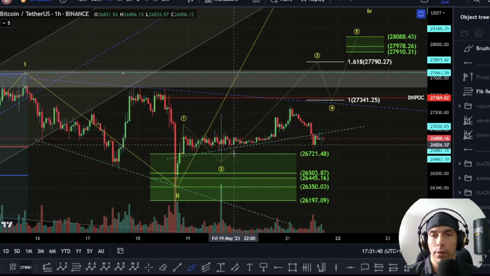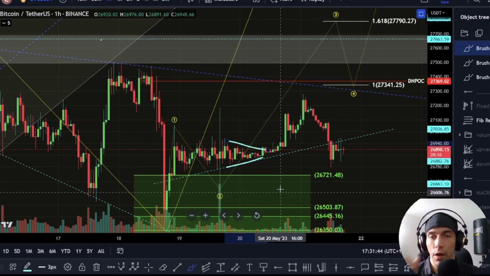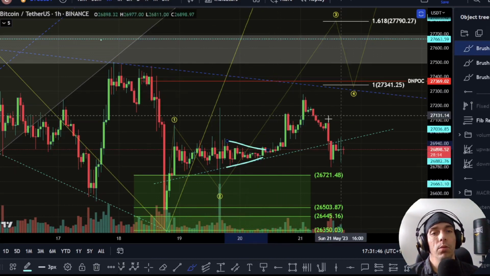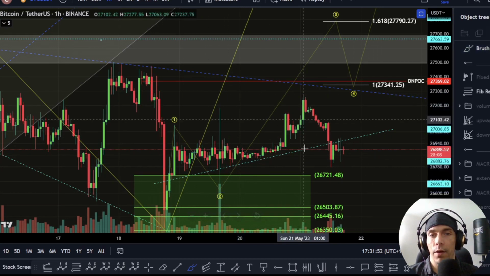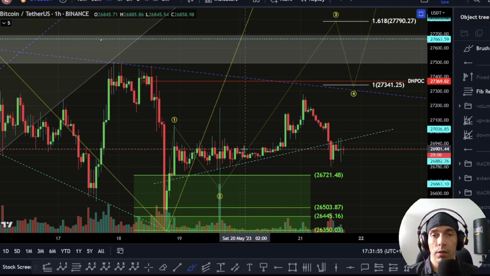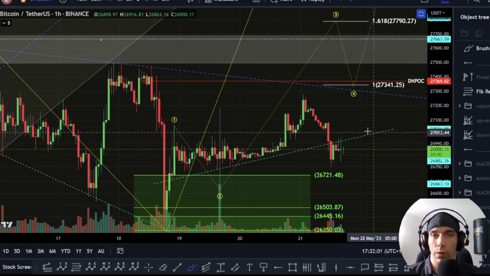Now, the problem that I have with this count is that within the middle here, we could argue that this is a triangle. Now, if this is a triangle, what we would be saying is that we can't actually have a triangle in a wave 2. So this couldn't be 1, 2, 3, 4, 5 if that's the case. However, there are other ways we could look at this as a more complex move, but we need to just be aware that this bit here is throwing a bit of doubt on this count.